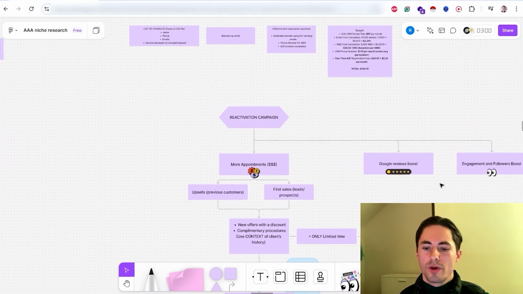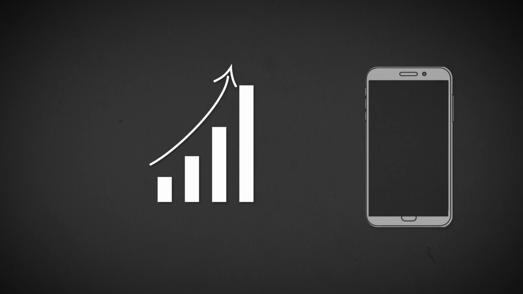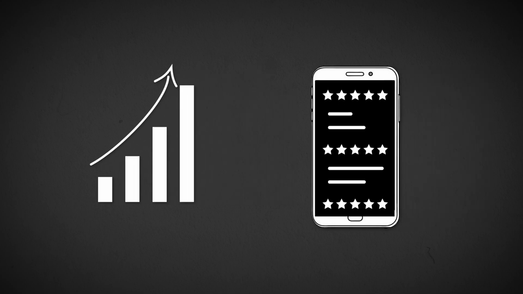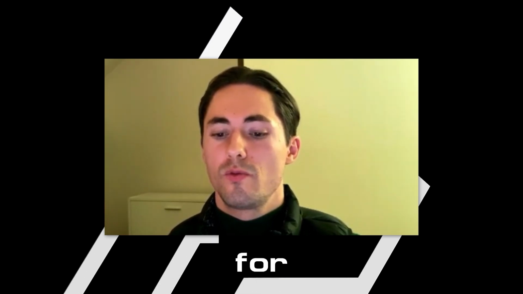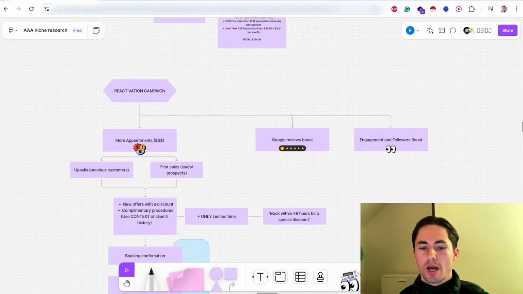In terms of reactivation type, you can book more appointments with this. That's the most popular way to generate money fast. You can also boost your brand by doing Google review boosting, by sending your previous customers a request to leave a review and also offering them a discount or any other benefit that is possible for your business to create an incentive for them to leave your review. Another type of reactivation is engagement and follower boost.